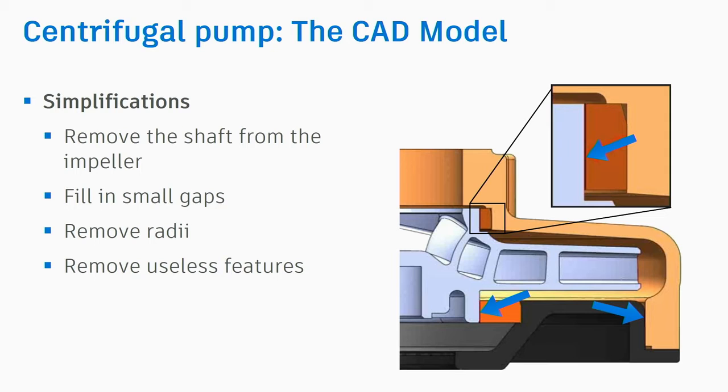Also, we have to remove some useless features. For example, the region of air here, trapped between the impeller and the volute. As the impeller rotates, we're going to be interested only in the flow around the impeller. This would stay static, so it wouldn't bring anything, so we just delete it.